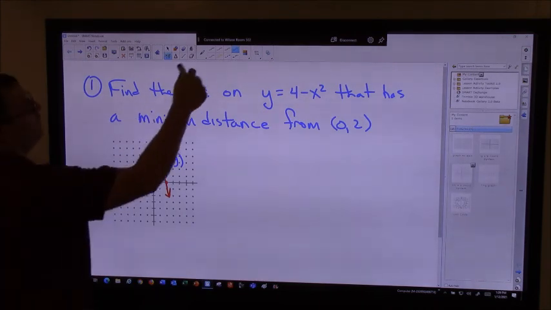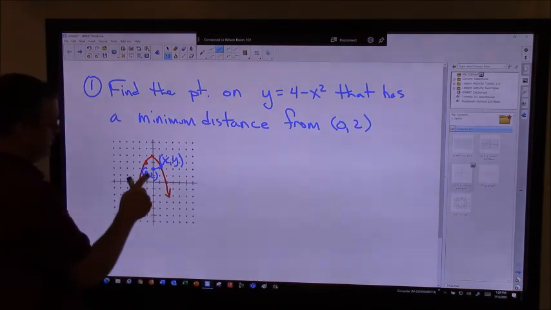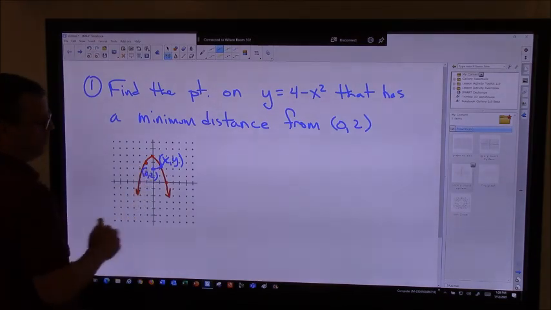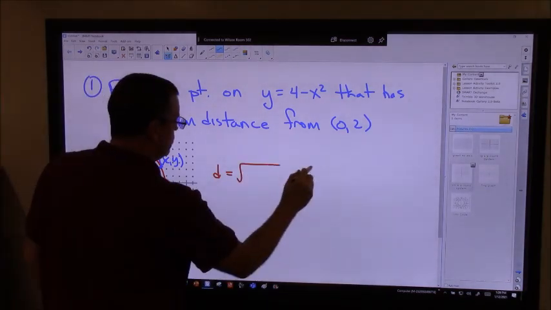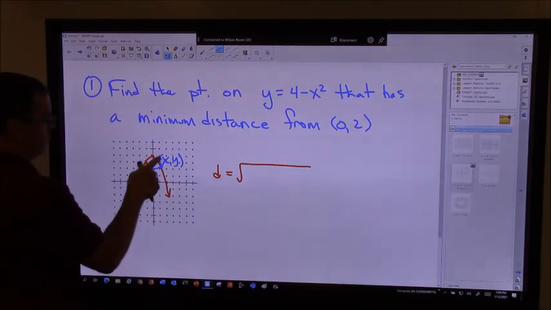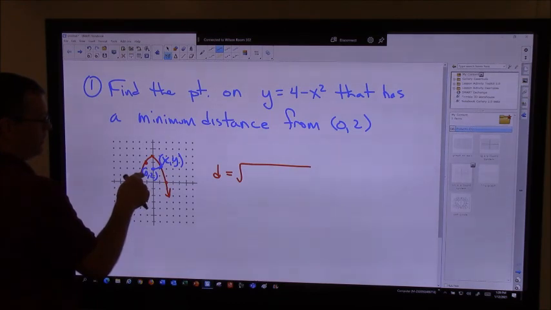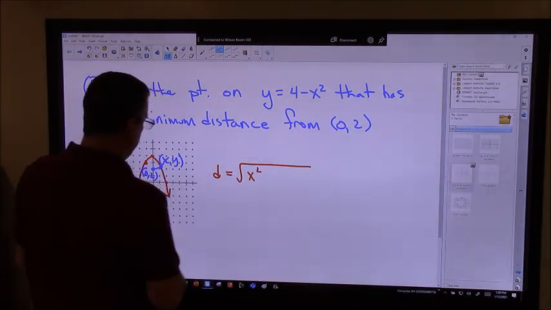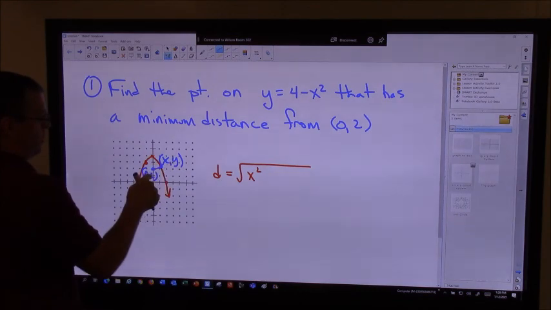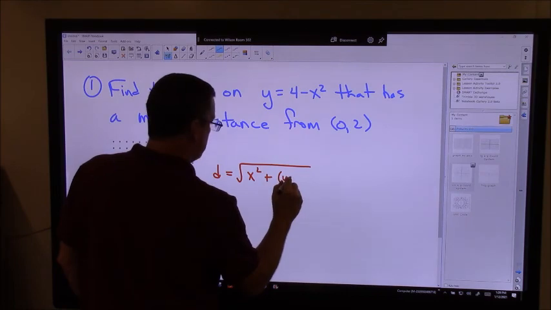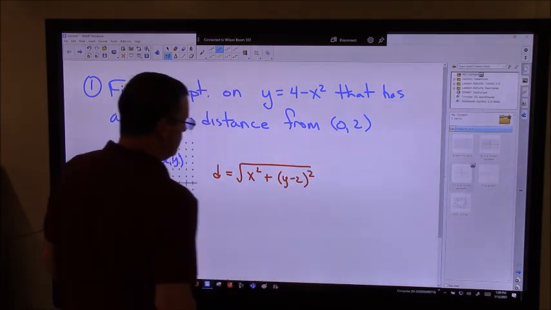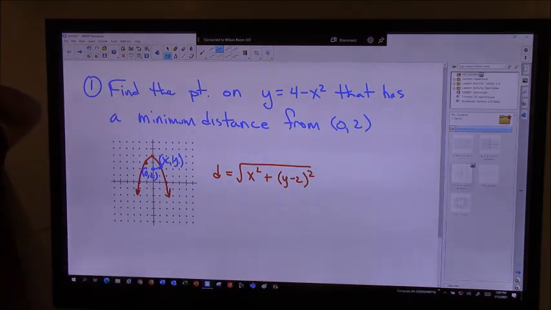So what I want to do is say that the distance between these points, this is our distance formula, equals the square root of (x2 minus x1) squared, so that would just be x squared, and then (y2 minus y1), so plus (y minus 2), and square that. And I'm trying to minimize the distance. All right?